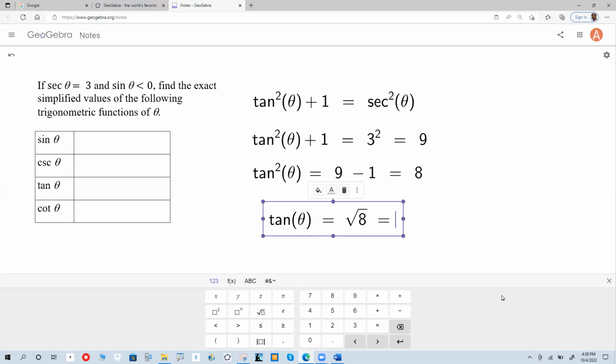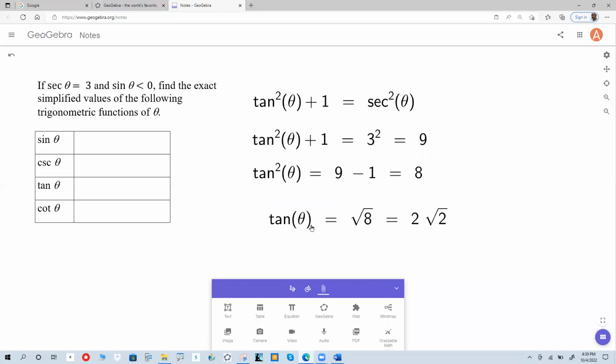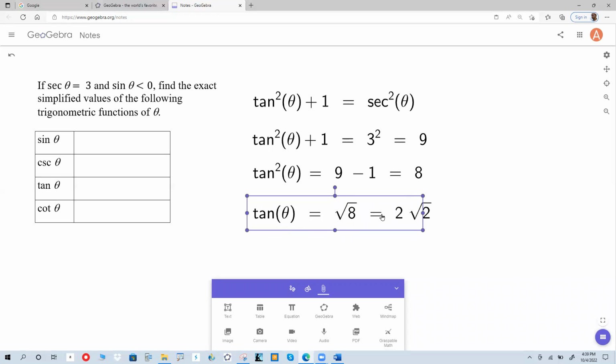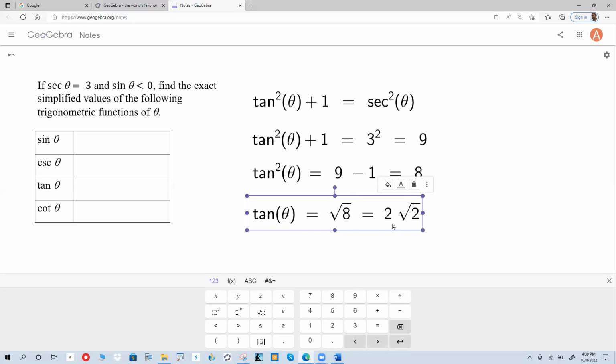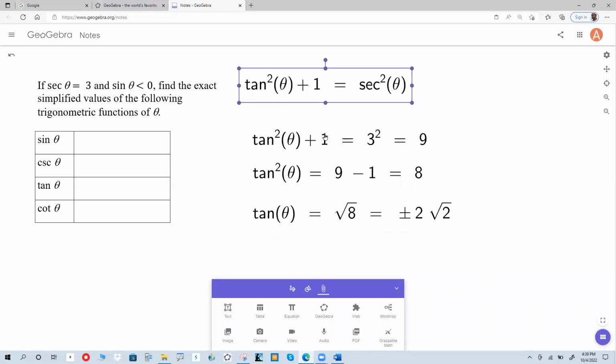Now, you can write it as follows: 2 times square root of 2. I'm going to double check. That sounds about right. Now, we have plus minus here. Don't forget that. Why? When you take the square root, the answer could be positive or negative.